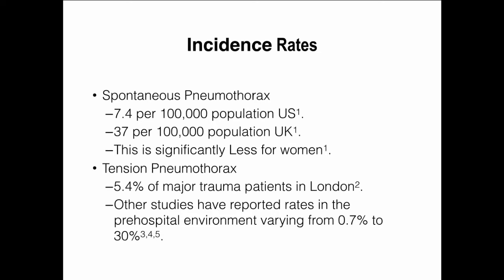Interestingly, there's a huge difference between the US and UK when it comes to this data, and you can look at the references at the end, but the authors of this paper couldn't really define why that was, and there was no significant explanation. It's just interesting that from a simple or spontaneous pneumothorax point of view, we get more of them per population in the UK than we do, for example, in another Western country like the US.